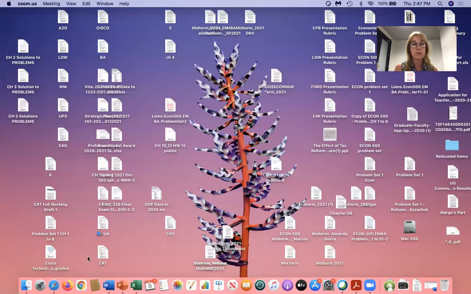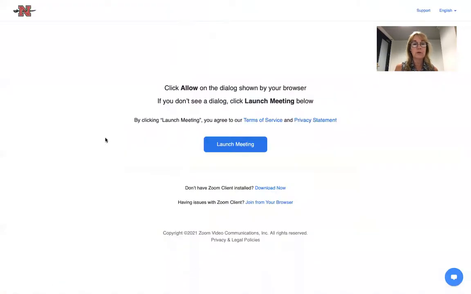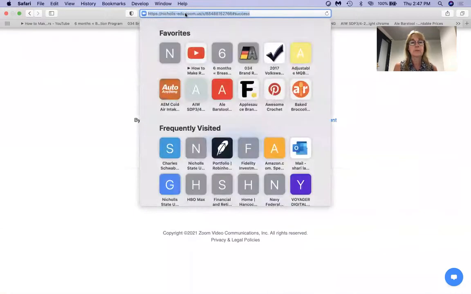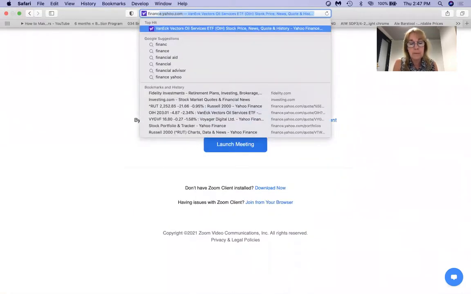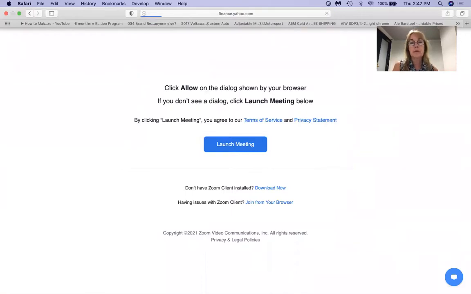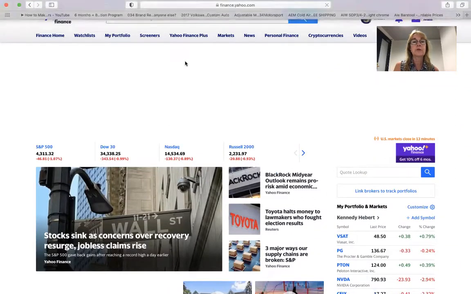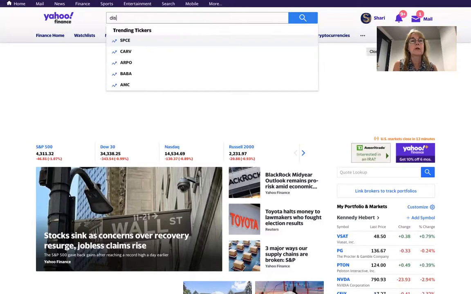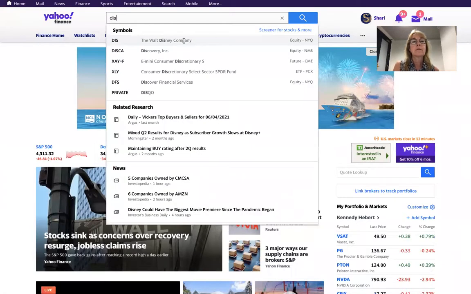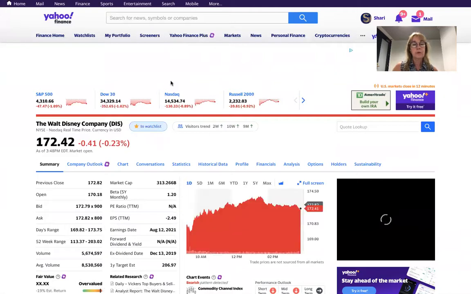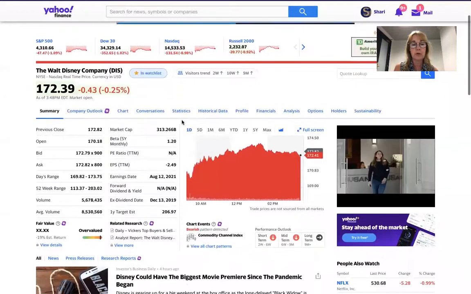You might just want to use Yahoo. Yahoo Finance is good for this. So I'm going to share my screen and we're going to go into Yahoo Finance, and I'll show you where you can access these. Okay, you get into Yahoo Finance and you just pull up a ticker here. I'm going to pull up Disney. You probably have already looked at Yahoo Finance, but if you haven't, let me show you where some things are.